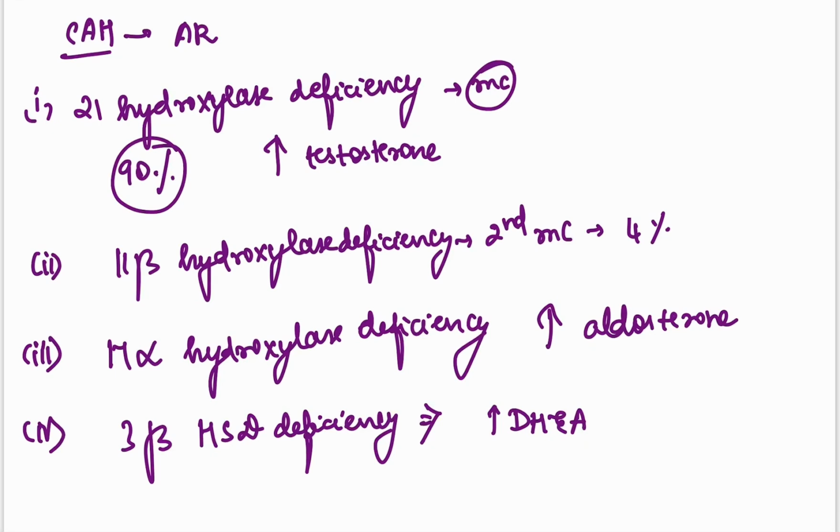So good morning. Let's learn about congenital adrenal hyperplasia. These are a group of autosomal recessive disorders. There are 4 enzyme deficiencies in congenital adrenal hyperplasia. One is 21 hydroxylase deficiency, which is the most common type, in 90% of cases. There is increased testosterone in these cases.